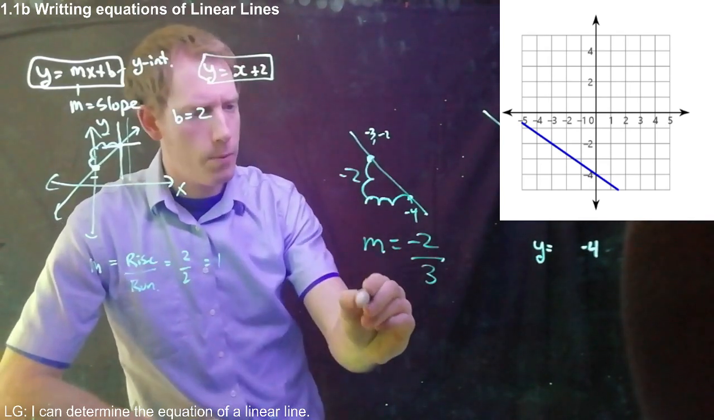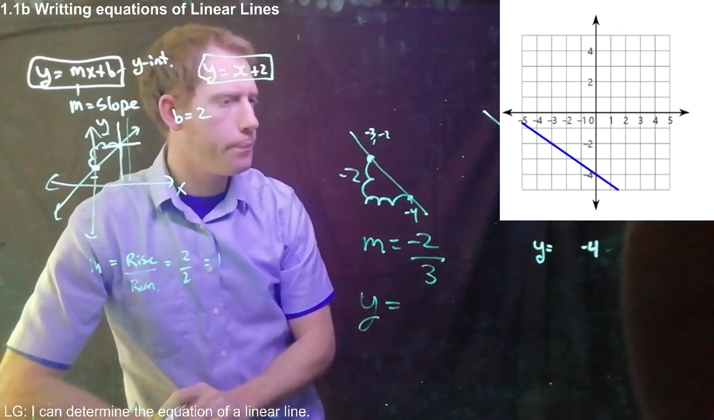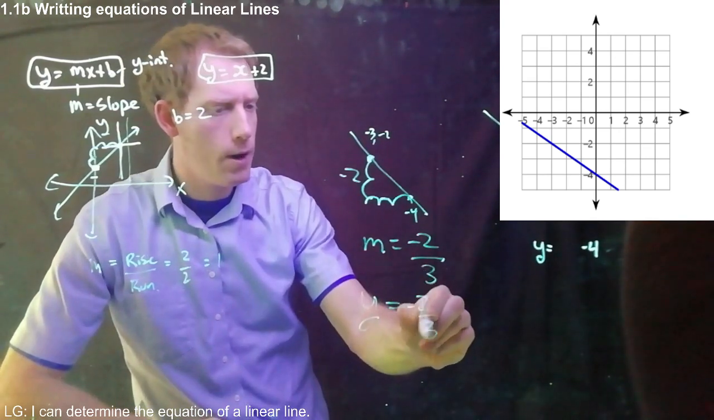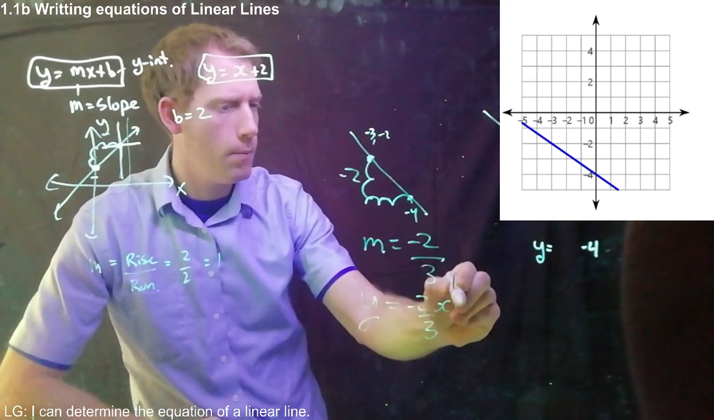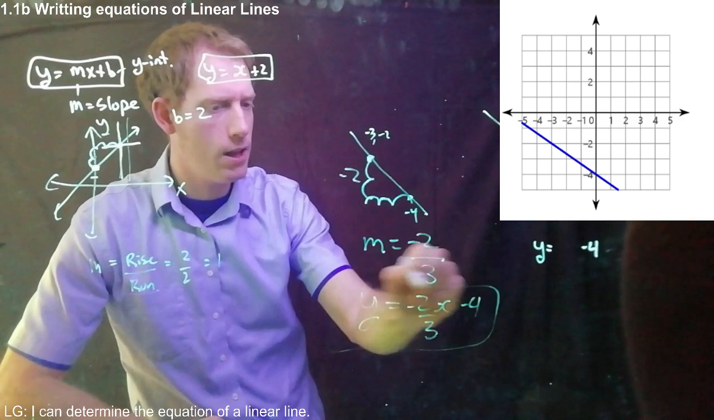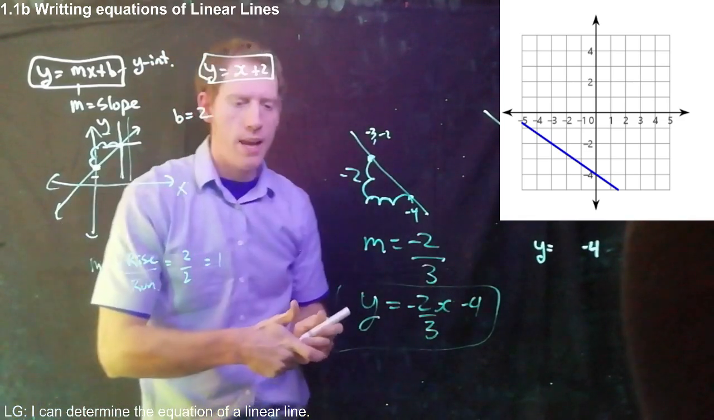So this equation will be y = -2/3 x - 4. Put a box and then you just label it. Done. There we go. So that's how to do it.